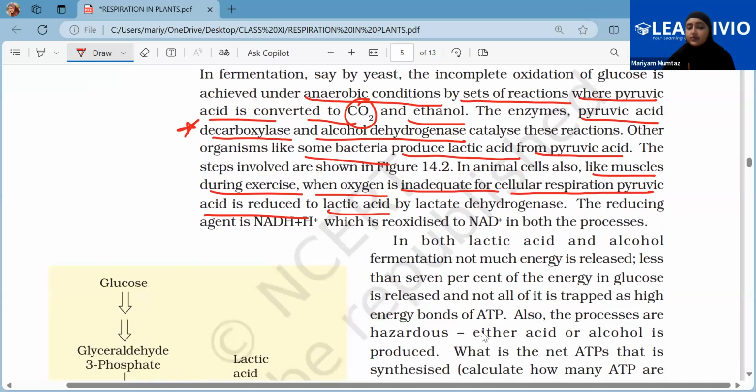Now, the reducing agent is NADH2, which is oxidized to NAD plus in both the processes. In both lactic acid and alcohol fermentation, not much energy is released. Less than 7% of energy, again important. How much energy is released in these two processes? So less than 7% of the energy is released, and not all of it is trapped to form ATP. Also, these processes are very hazardous because either acid or alcohol is being formed. So both of these processes are dangerous.